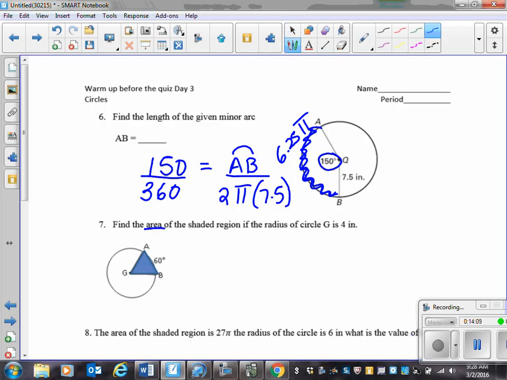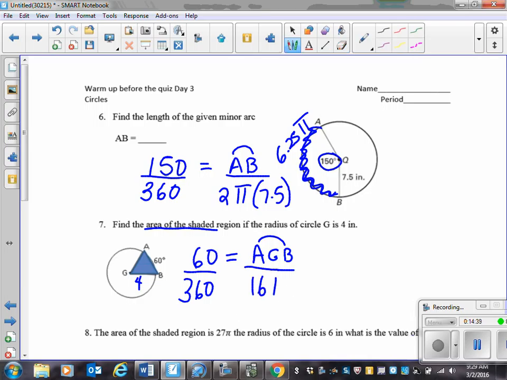It says find the area of the shaded region if the radius of G is 4. So if this is 4, I will do the same thing, 60, and I'm trying to find the area of AGB, right? The whole shaded region. But I know when it's 360, the formula is pi radius squared, which is 4 squared, 16 pi. So go ahead, cross multiply, divide it by 360, and you'll find it.